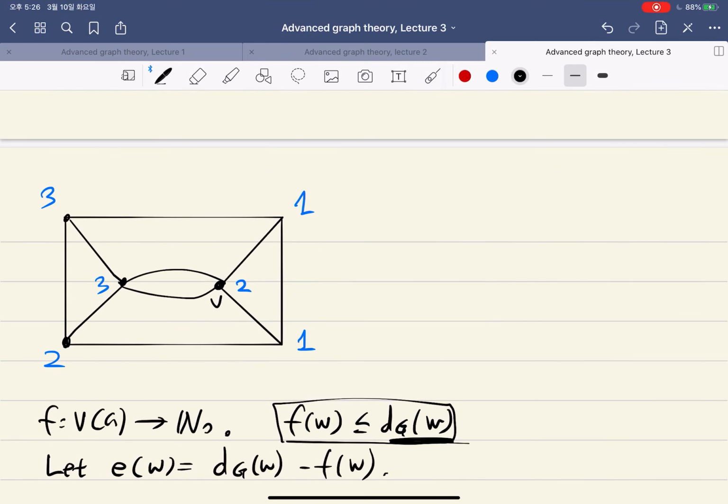Then let the excess of w be the degree of w minus the f value. So let's consider we have this graph G, and these blue numbers are the f values: 3, 1, 2, 1, 3, 2. All the numbers are smaller than or equal to the degree. This has degree 4, and 3 is smaller than or equal to that, so this is okay. And then we write the excess: this is 0, this is 1, this is 1, this is 2, this is 2, this is 2.